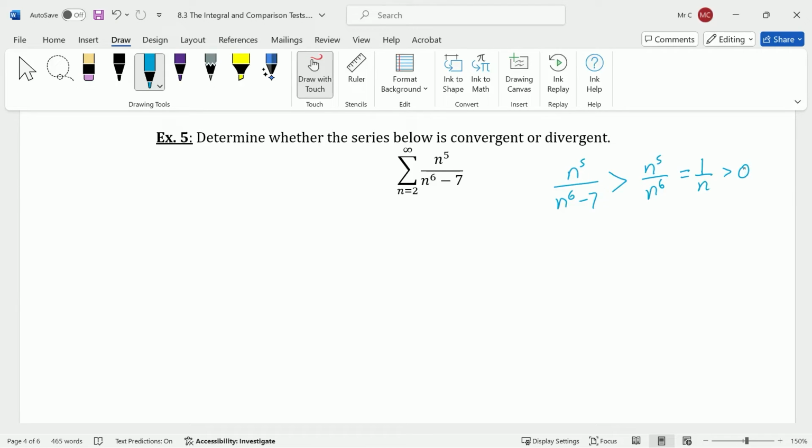Now, mind you, there is a little caveat here, which is that this is true for n equals 2 and above. If n equals 1, this denominator would be negative and that would be a problem, but this series is from n equals 2 and above, so this inequality holds for n greater than or equal to 2. That's totally fine.